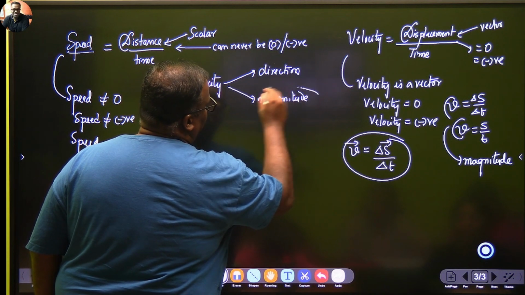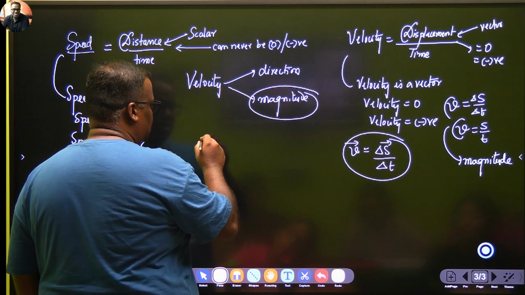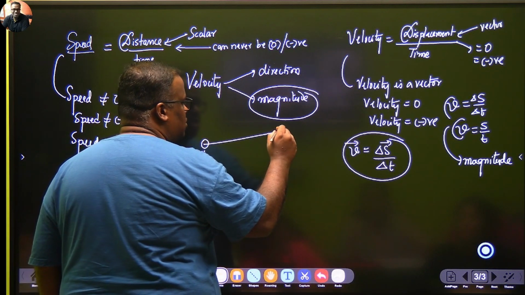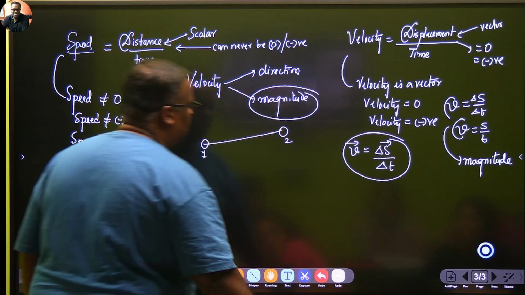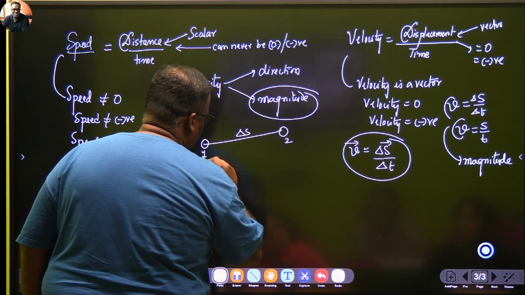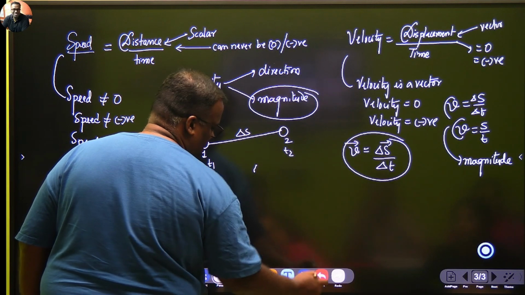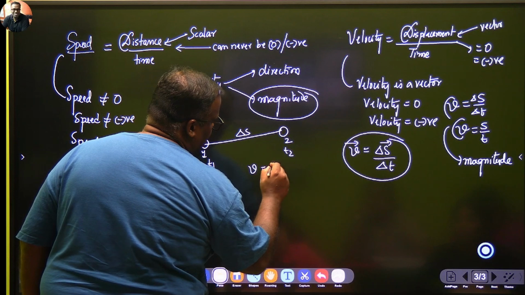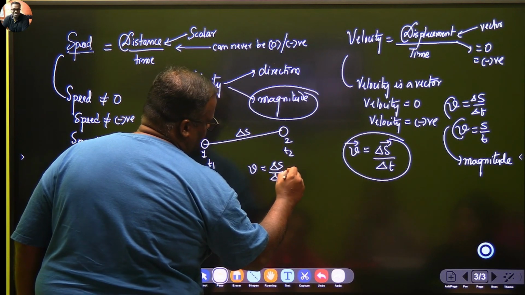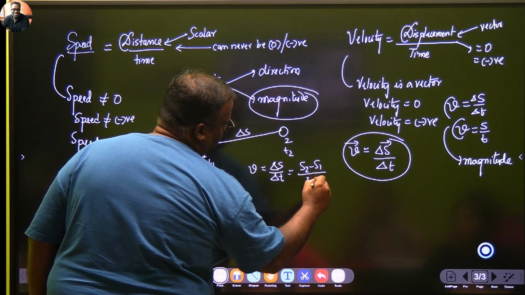Now let's look at the magnitude. So what do we say? Let's say this is position 1. Say the body went in a straight line to position 2. This is delta S. And say the time was t1 here and this is t2. So how will I write my velocity? Velocity will be delta S by delta t, which is nothing but s2 minus s1 divided by t2 minus t1.